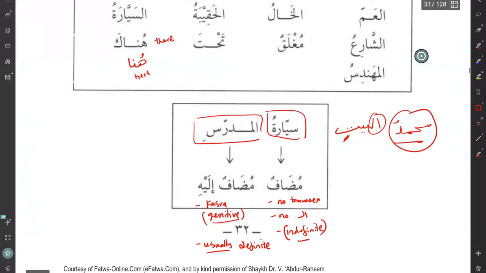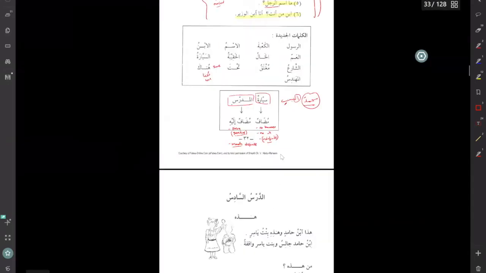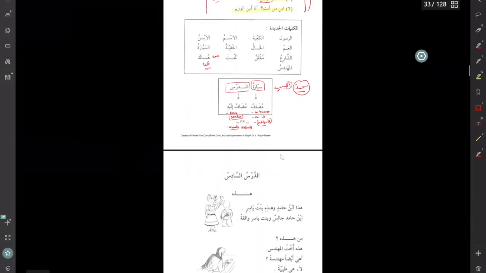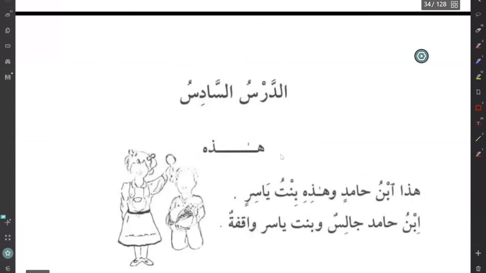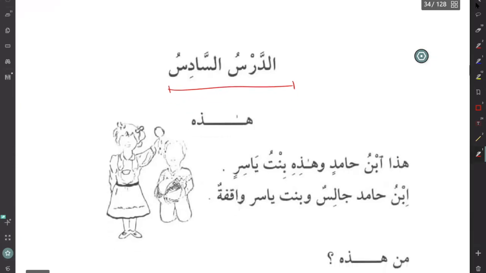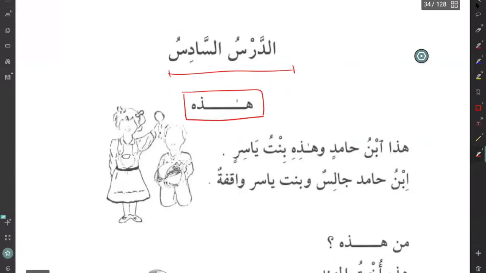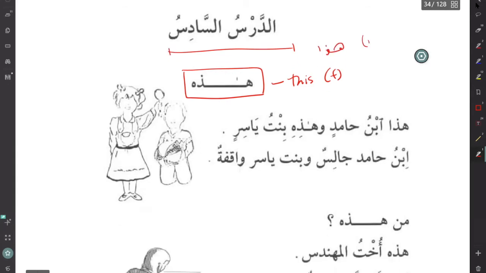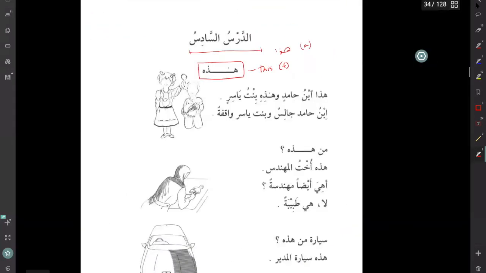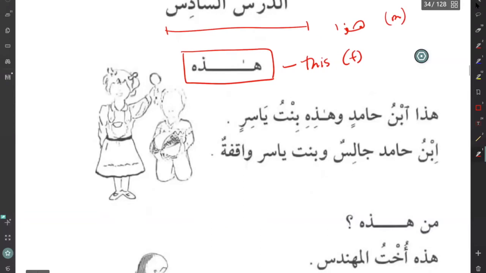Okay, so let's go to the book. Yes, this one, the last. So last time, of course, we finished chapter 5. So we're starting with what? Ad-darsus sadis. Ad-darsus sadis is the sixth lesson. It looks like it's going to be about hadihi. What is hadihi? Hadihi is this. It's just the female version. The masculine is hadha. Okay, this is masculine. So let's read this text and see if we can get something out of it.